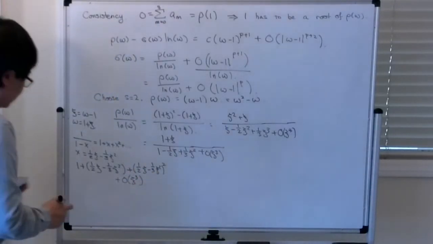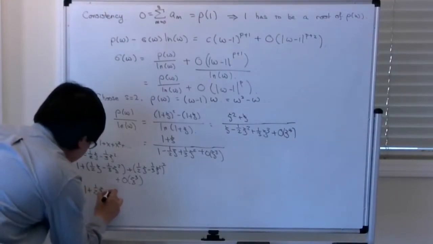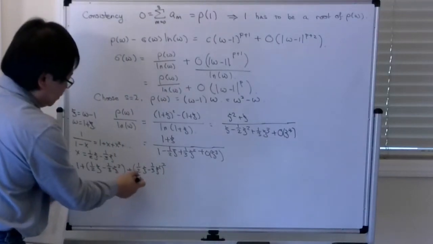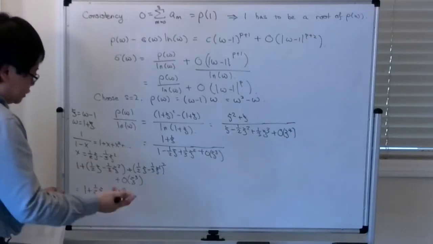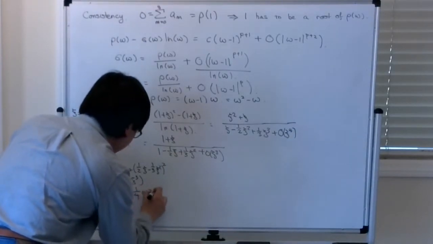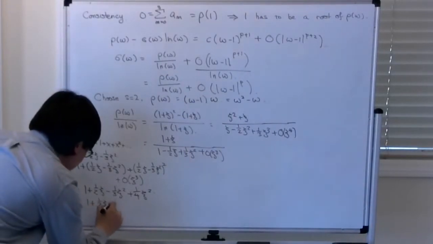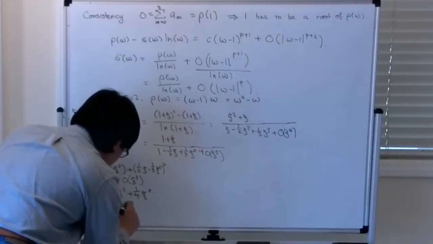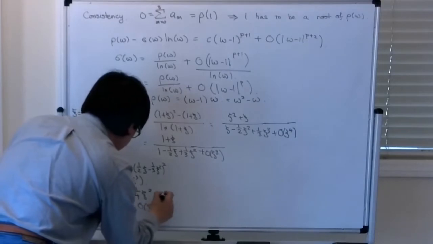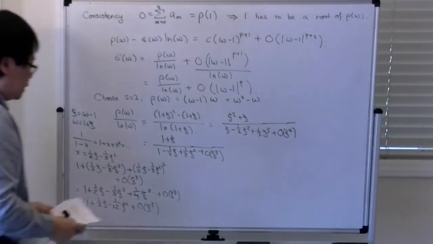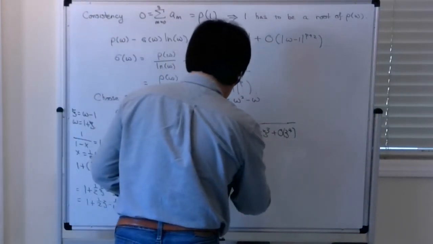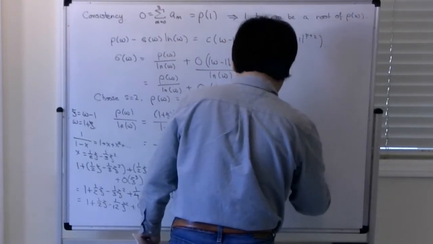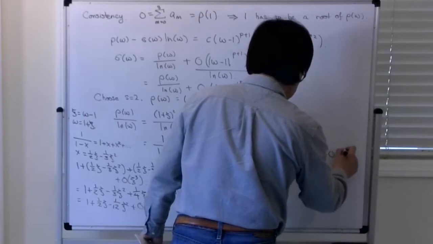Okay, so let's see what happens. All right, so that's 1 plus 1 half c minus 1 third c squared, right? And then the only term which is smaller than c cubed is this 1 half c, the whole thing squared. So that's plus 1 quarter c squared. Okay, so this is 1 plus 1 half c, minus 1 twelfth c squared plus big O of c cubed, right? All right, so that's what you have. So this looks like 1 plus 1 half c minus 1 twelfth c squared plus big O of c cubed.